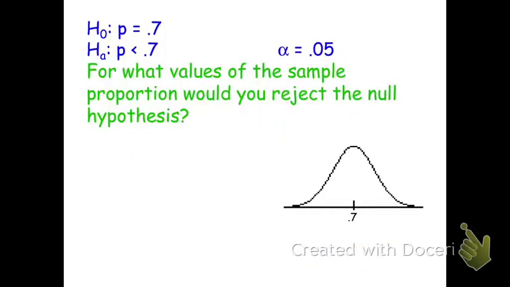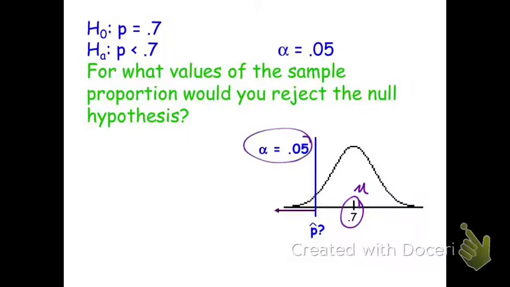Now, here's where we're going to go into calculating type 2 error and power. For what values of the sample proportion would you reject the null hypothesis if alpha is 0.05? Basically, when our mean is 0.7, it's a less than test, so at the 5th percentile we are going to reject. So I want to find my value at the 5th percentile, because if I get a sample anything less than that, then I'm going to reject.